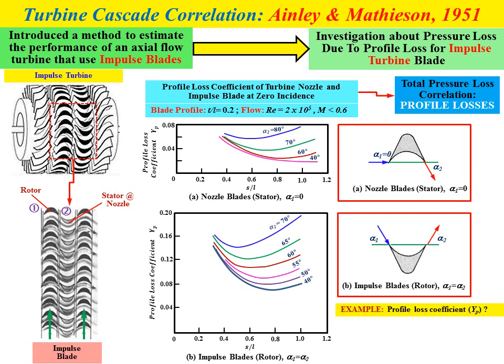For example, let's say you need to determine the profile loss coefficient or total pressure loss for the stator, or the nozzle. Let's say the value of s over l equals 1.0 and the outlet flow angle alpha 2 equals 60 degrees. Because you need the profile loss coefficient for the stator, you need to refer to the first graph, the graph for the nozzle blade, alpha 1 equal to 0. Draw a vertical line at s over l 1.0, intersecting the curve for alpha 2 equal to 60 degrees. We obtain a profile loss coefficient YP equal to 0.028.